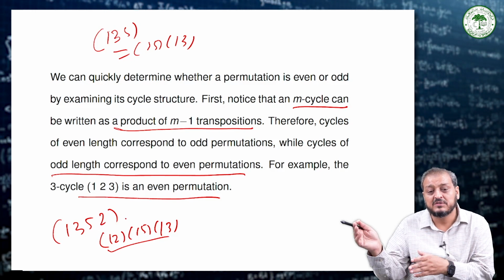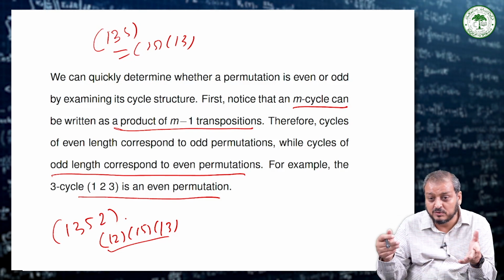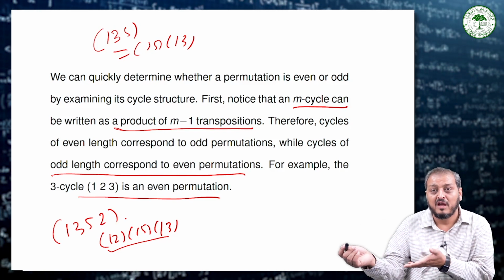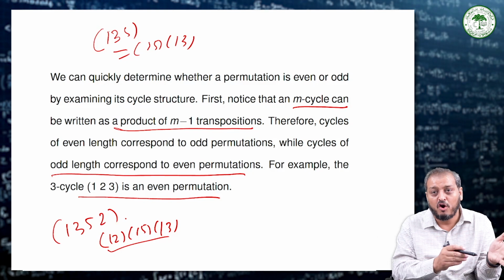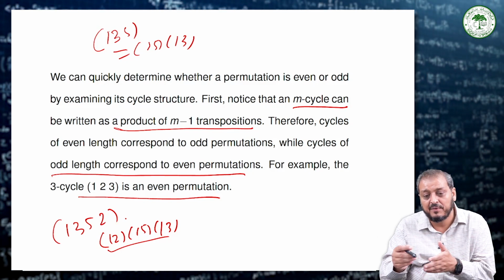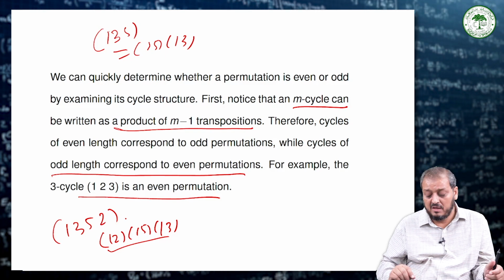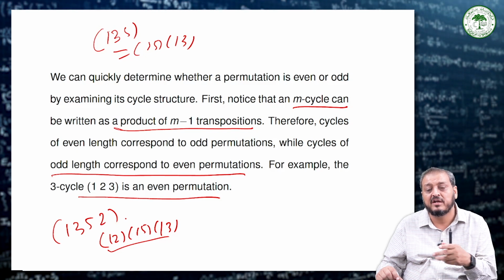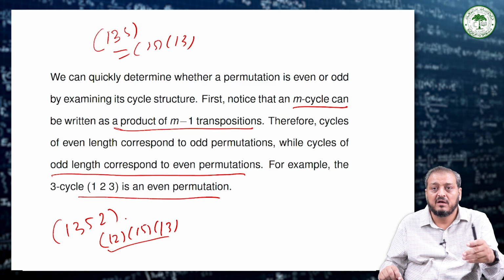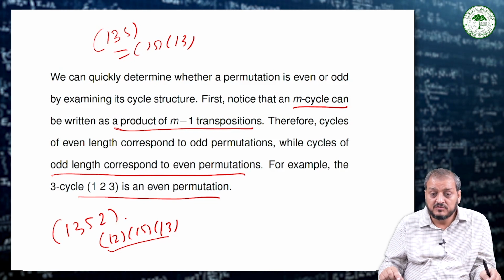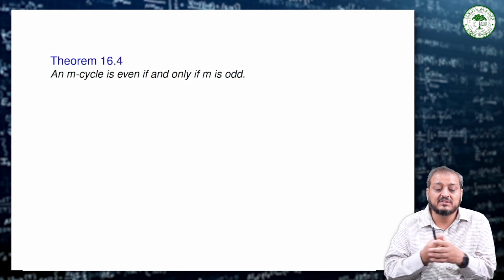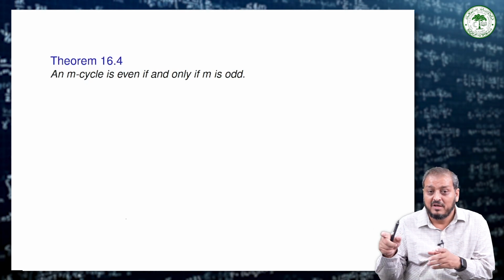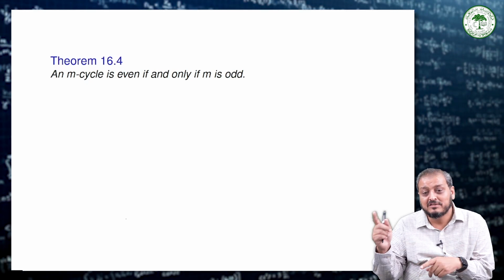So if we have an m-cycle, it can be written as a product of m minus 1 transpositions. If m is even, then we have an odd number of transpositions. If we have an odd-length cycle, then we have an even number of transpositions, and then the permutation should be even by the definition of a permutation. So that means we can say this result: an m-cycle is even if and only if m is odd.